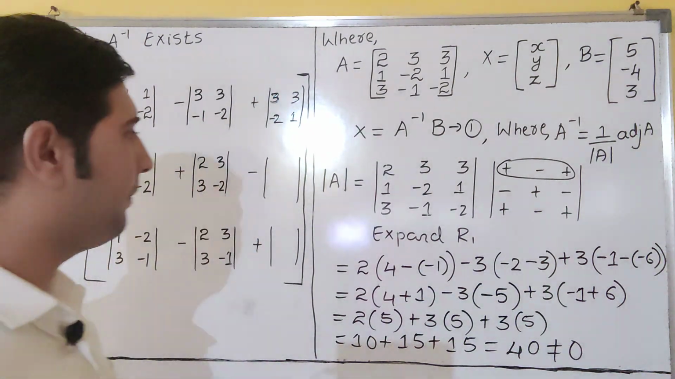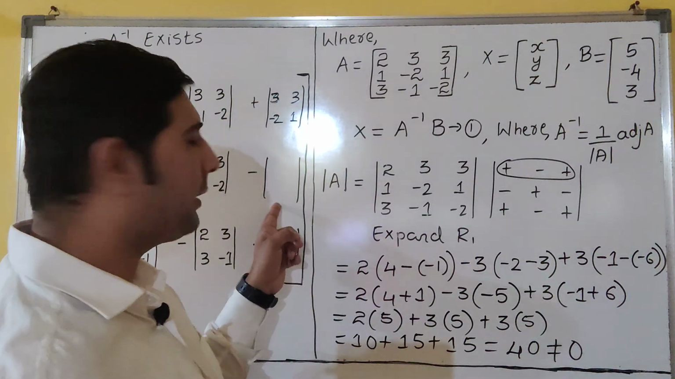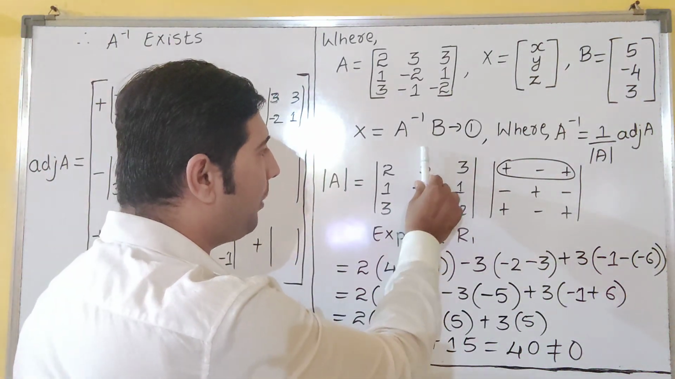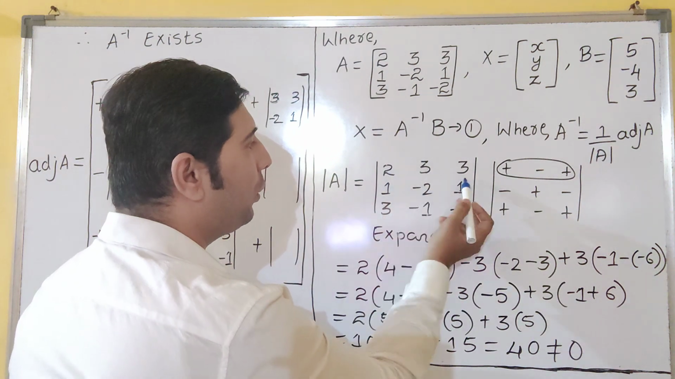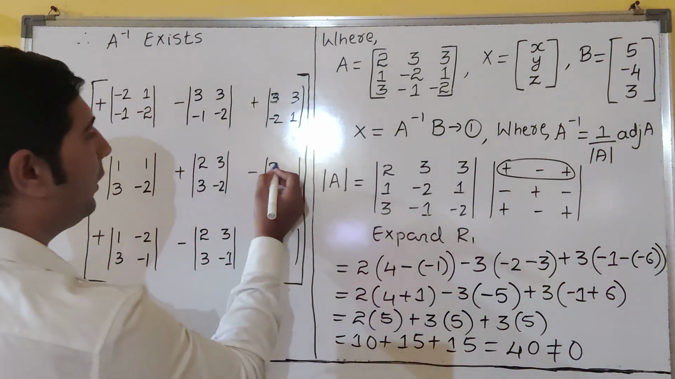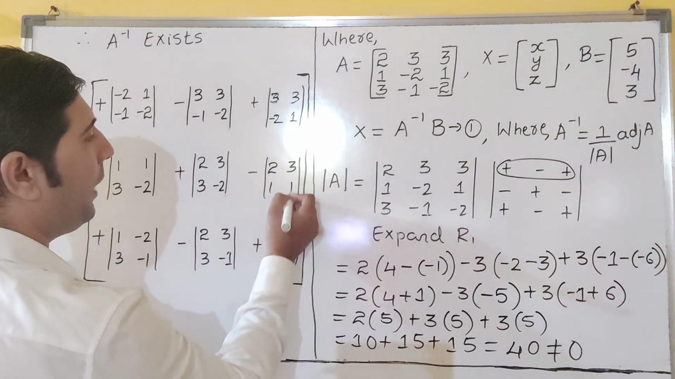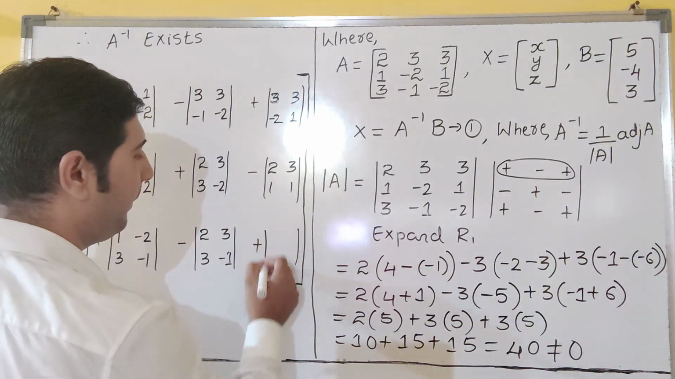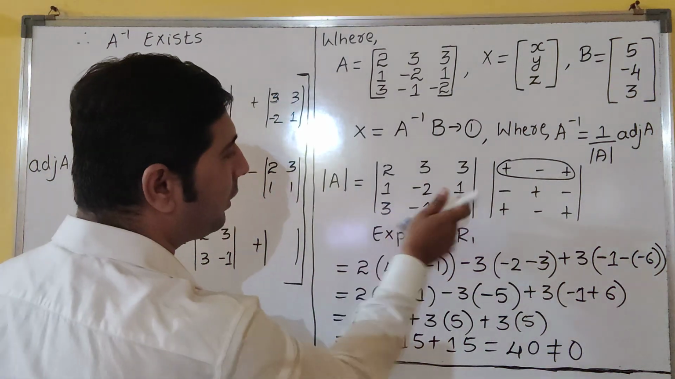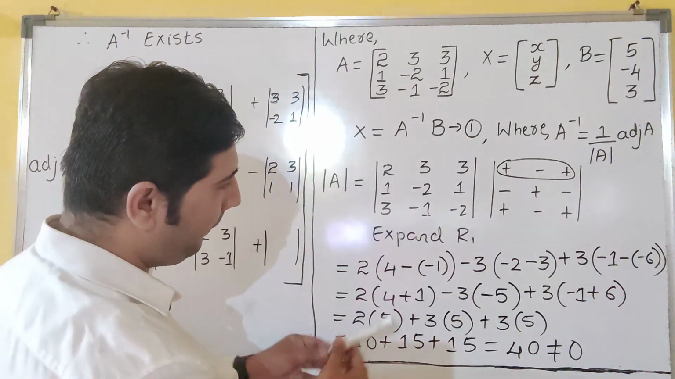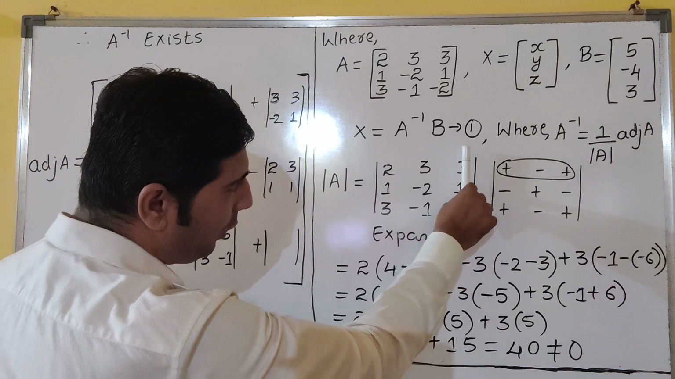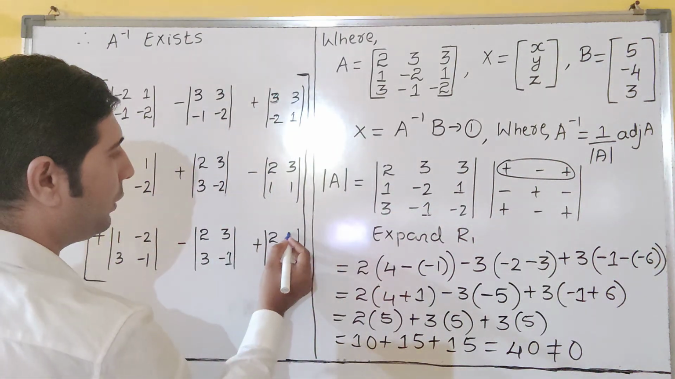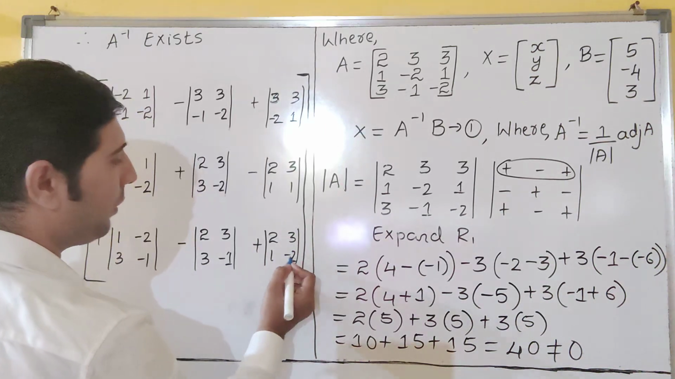Now don't get confused. So next up, A32. Third row you leave, second column you leave. You are left with what? 2, 3, 1, 1. So next up, third row, third column you leave. You are left with 2, 3, 1 minus 2.